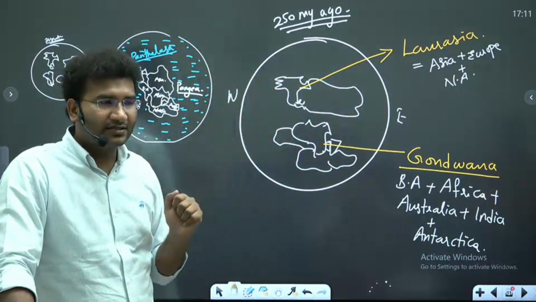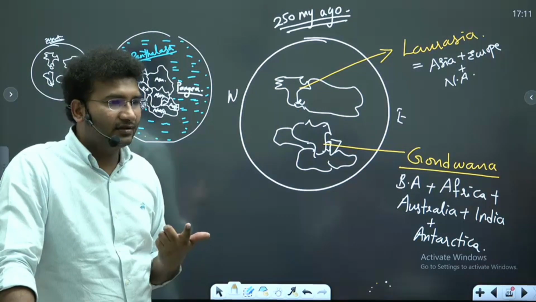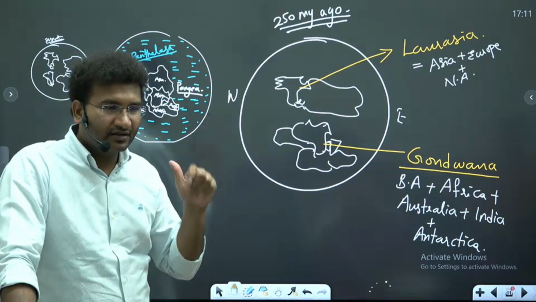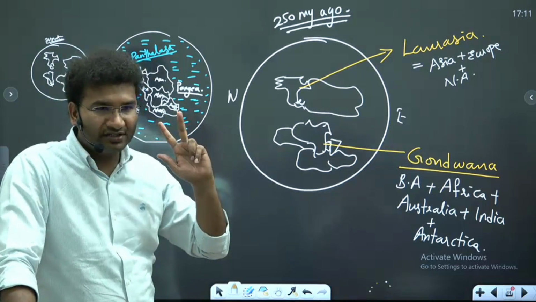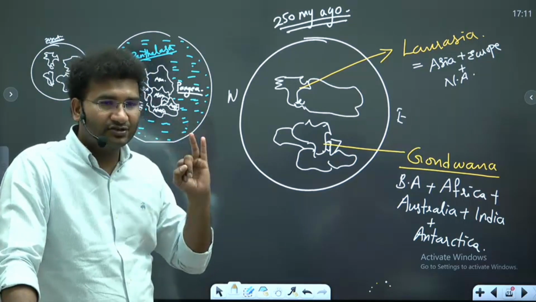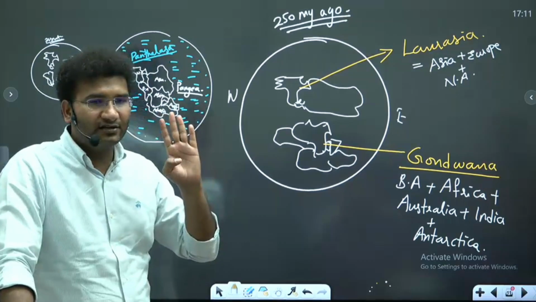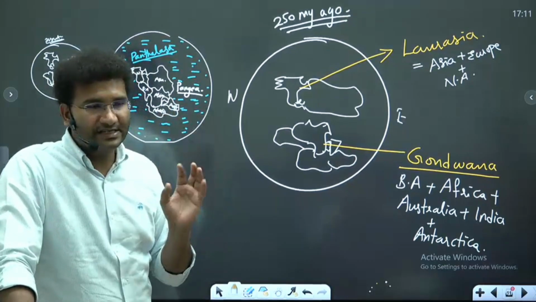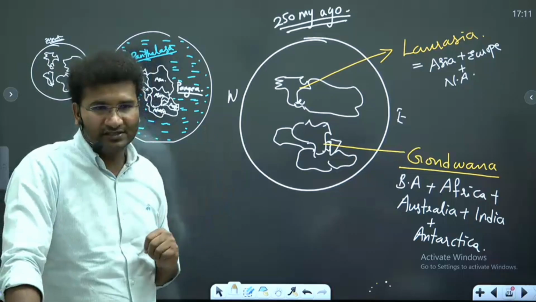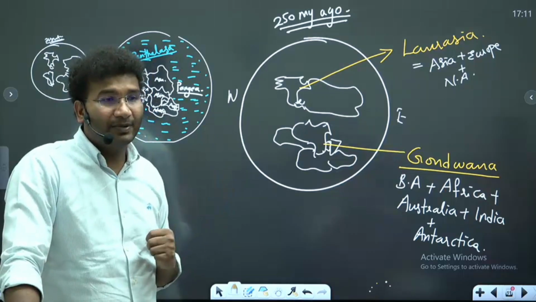Right? Next, second evidence is fossils. In that, he used 4 fossils: Cynognathus, Glossopteris, Lystrosaurus, and Mesosaurus. Glossopteris is a flowering plant. Right? Now, he used 4 fossils. Next, it is placer deposits.